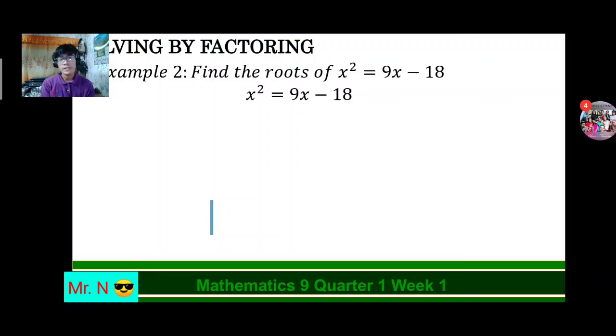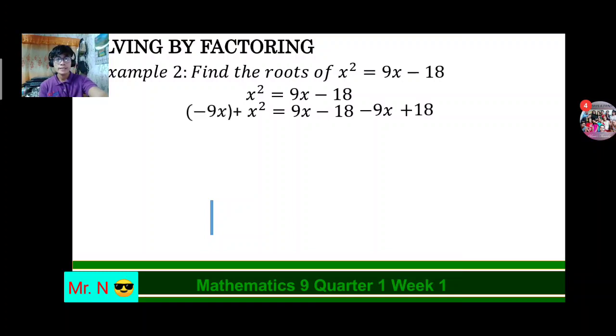What is the opposite of 9x? Negative 9x. So, mag-add tayo ng negative 9x sa right side. Ano naman yung opposite ng negative 18? Very good. Positive 18. So, mag-add tayo ng positive 18 sa left side para maging 0 yung mga yan. And since we added negative 9x and positive 18 sa right side, kailangan sa left side din by addition property of equality. Add negative 9x and then add positive 18.